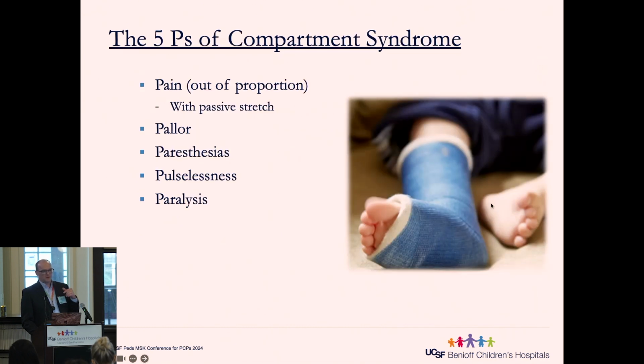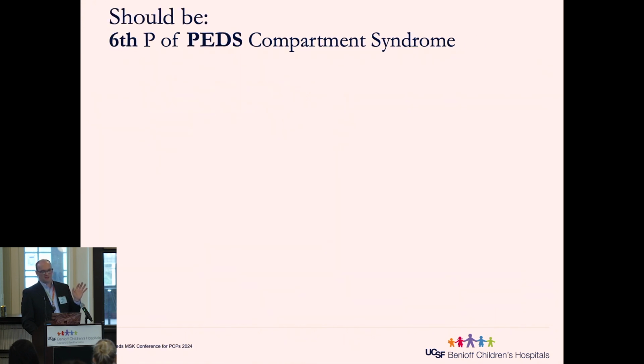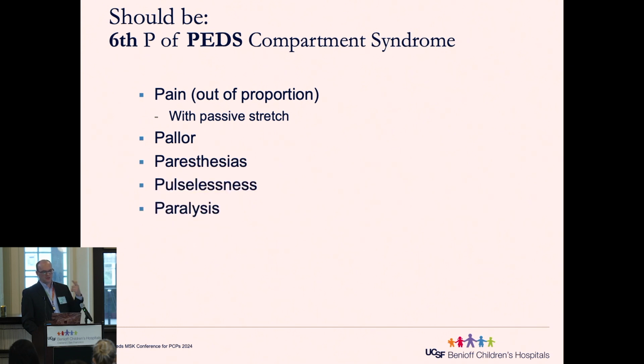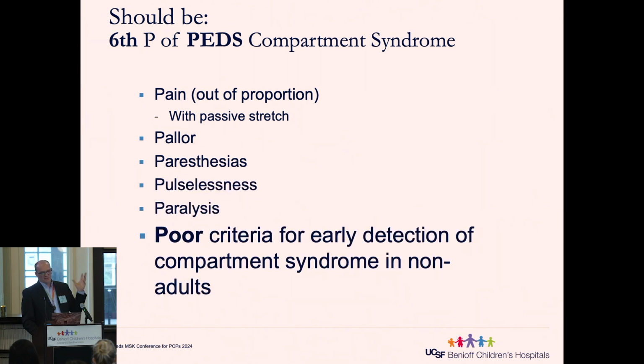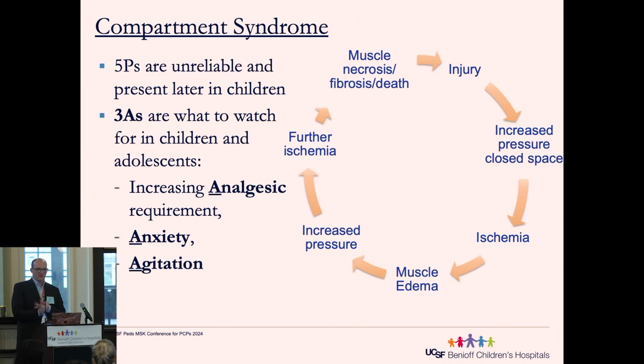So compartment syndrome, you've heard of the 5 Ps, all right? In pediatrics, I think we should have a 6th P. So you have pain out of proportion, pallor, so white, paresthesias, pulselessness, paralysis, but honestly, these are all poor criteria. All right, so we don't go to those 5 Ps. Those are more consistent in adult compartment syndrome. So we think about the 3 As, all right? Increasing analgesia. They're in pain, they're in more pain, they're not able to keep up with their pain. That is a concern for compartment syndrome.